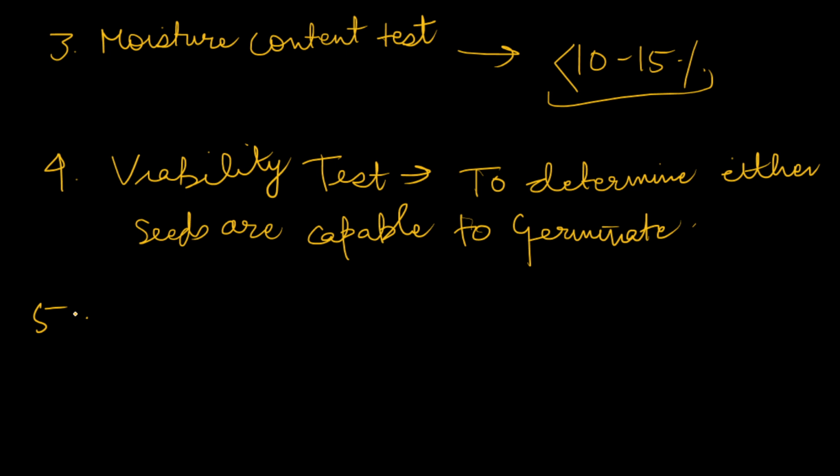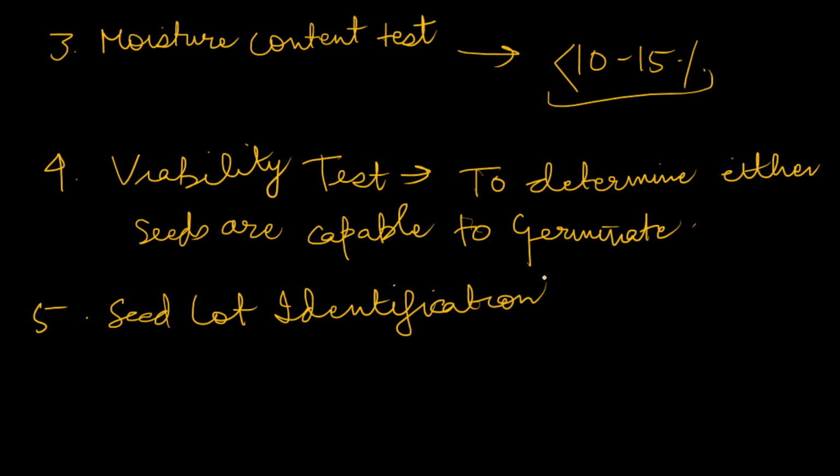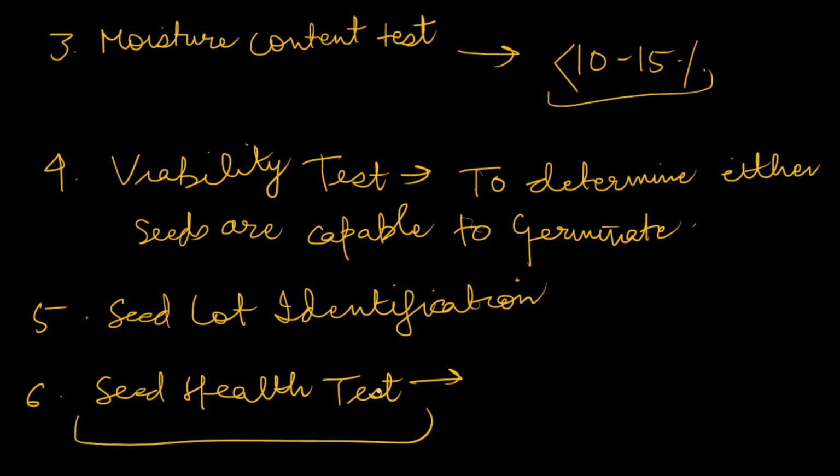Next, seed lot identification is sometimes done in labs. It is done to identify the variety, the origin of the seed, and other things. Next, the seed health test is done, to see whether seeds are infected by some kind of disease or not. Many times we will see various kinds of fungal infections and bacterial infections present in the seed. So to test for it, we do the seed health test. Number 7, we can do the tetrazolium test.